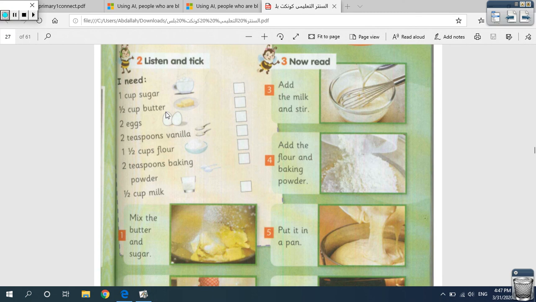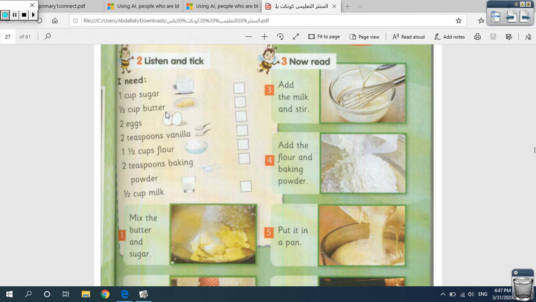Okay, Junior One, on the next page, I want you all to look with me at what they are doing here. I think it's a recipe for making a cake. Have you ever helped your mother to make a cake? Because my daughter always helps me in making cakes. Did you? What do we put in the cake?